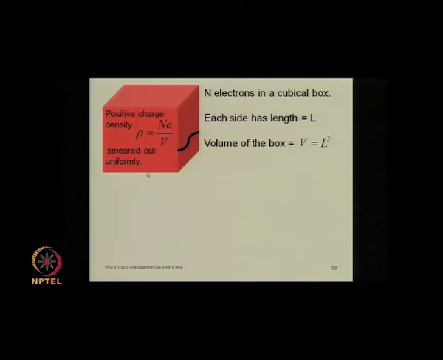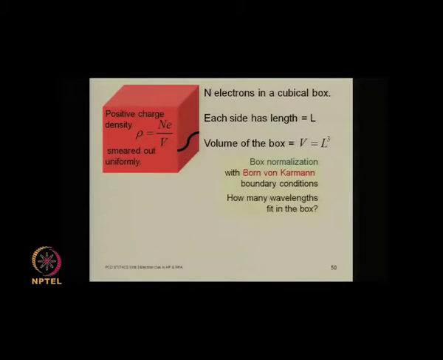So, you have this box, with a positive charge density in which the total charge n times the electronic charge divided by the volume of the box gives the charge density, and this charge density is uniform throughout the box. That is the jellium model that we have got.